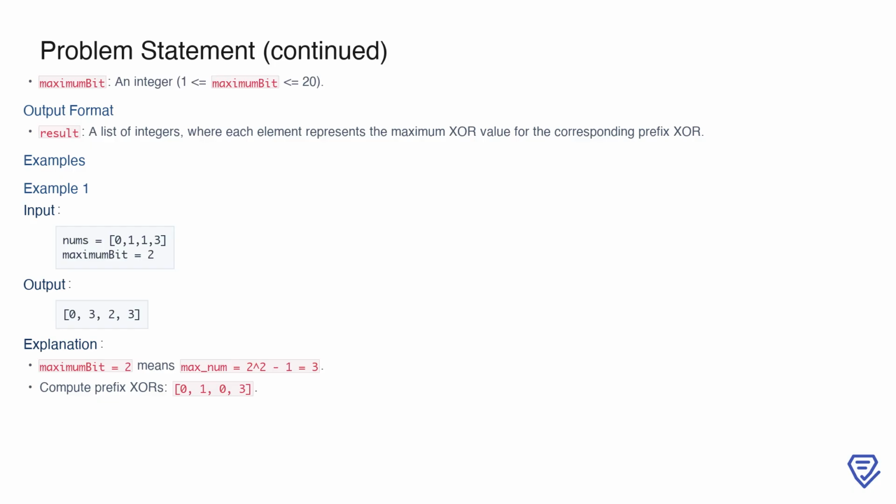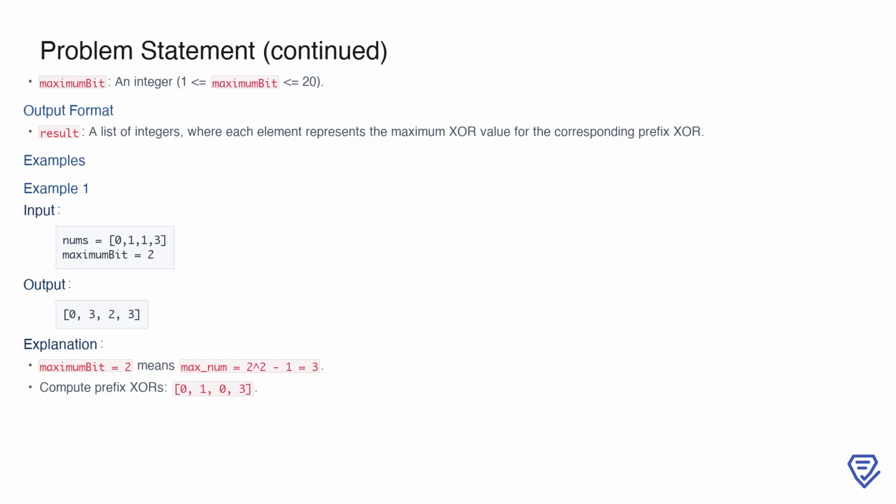The problem also specifies that the value of maximum bit lies between 1 and 20. This means the value of max_number can go as high as 2^21, which is over a million. For the output, you need to construct an array called result, where each element corresponds to the maximum XOR value for the respective prefix XOR. Let's consider an example to better understand the task.